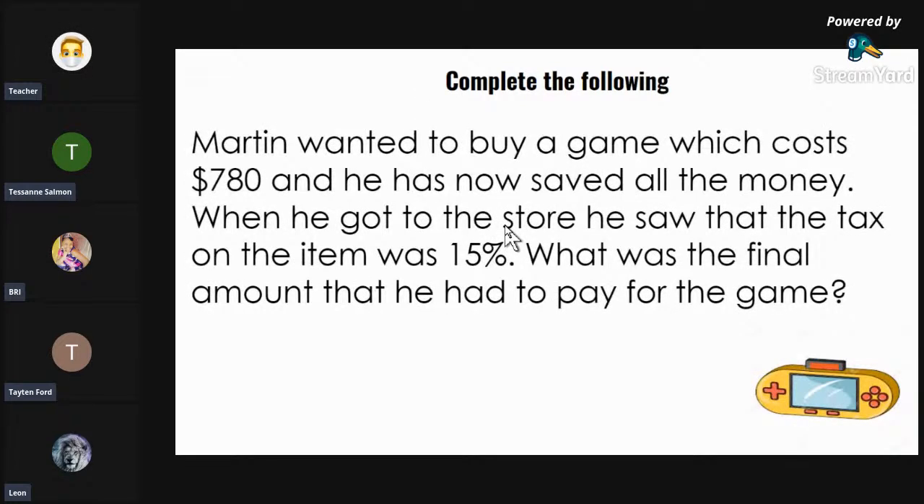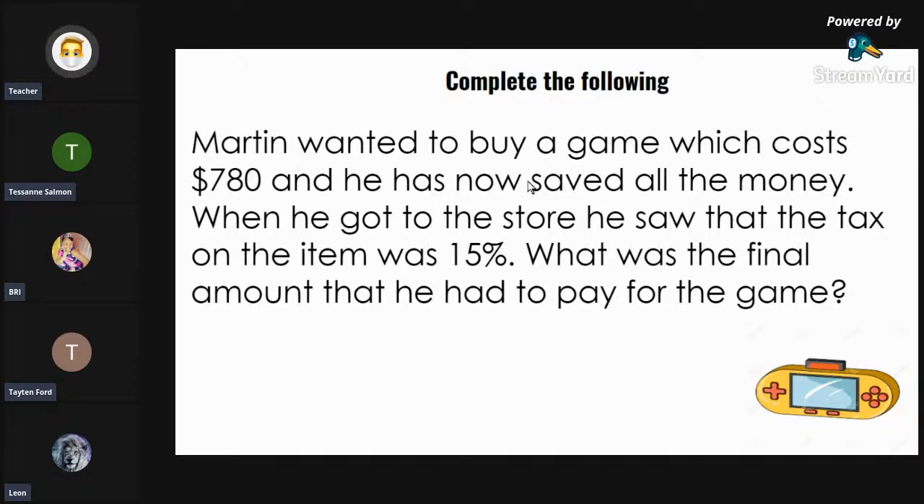Thank you. All right. This is the last one for this evening. Let's go with this. Remember, yesterday we talked about Martin wanting to buy the game. Martin wanted to buy a game which costs 780, and now he has saved all of the money, right? When he got to the store, he saw that the tax on the item was 15%. What was the final amount that he had to pay for the game?